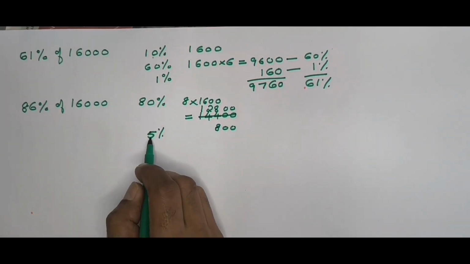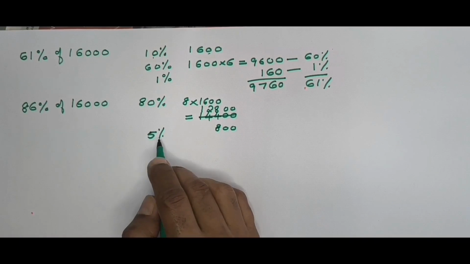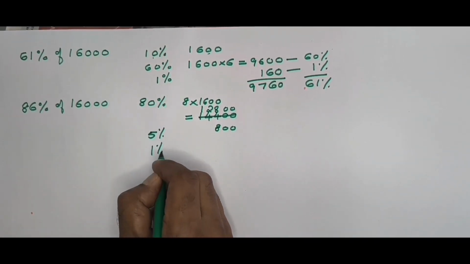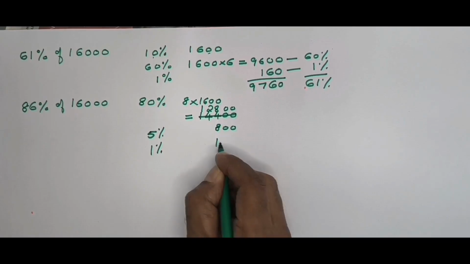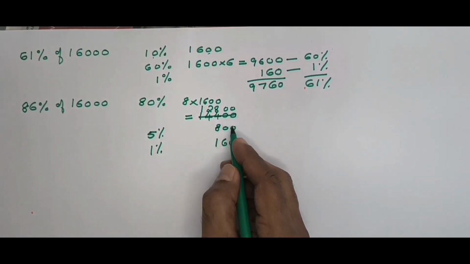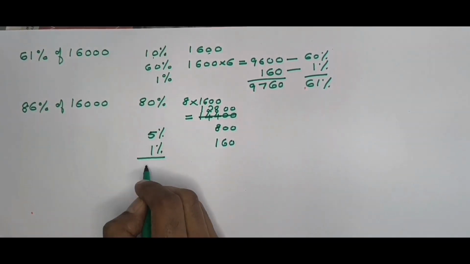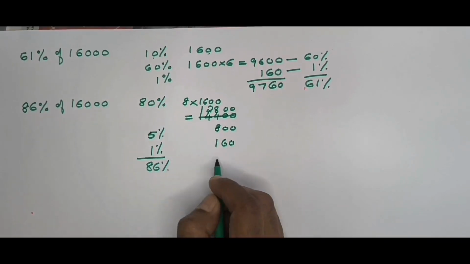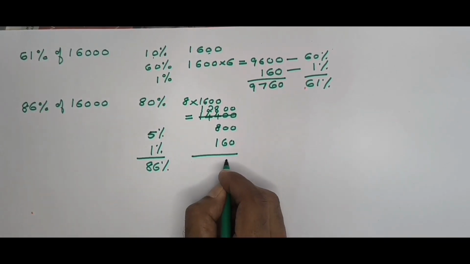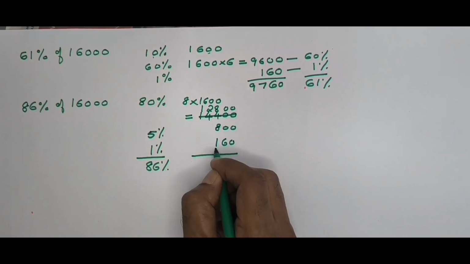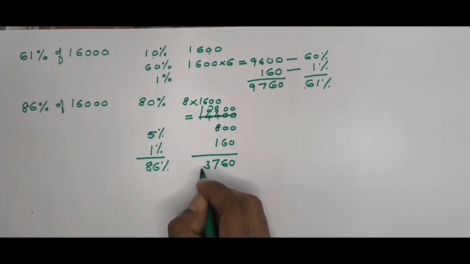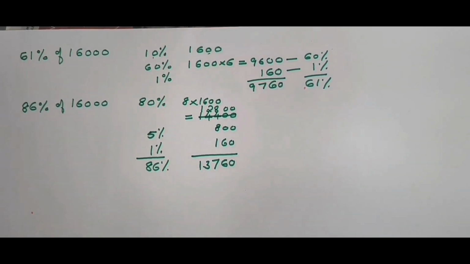Now 5% is half of 1600. Then we need 1%. 1% is 160. Let me write 160 below. Then you add these three numbers. When adding these three numbers, you get 86%. Here it will be 60, 8 plus 8, 16, 17. And this is 13760.